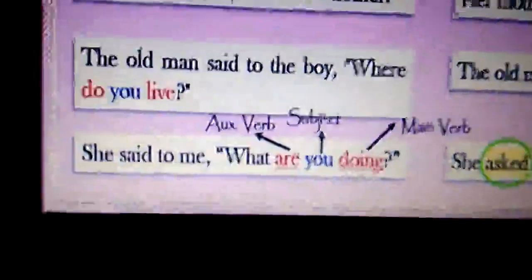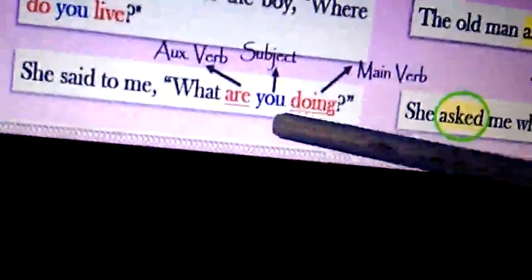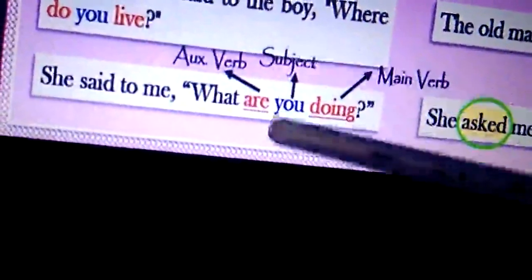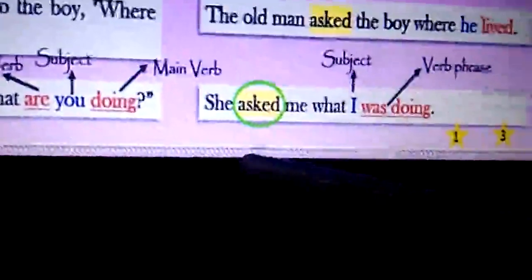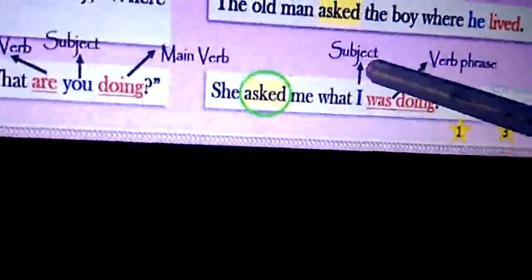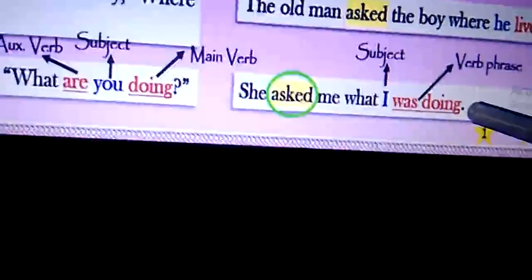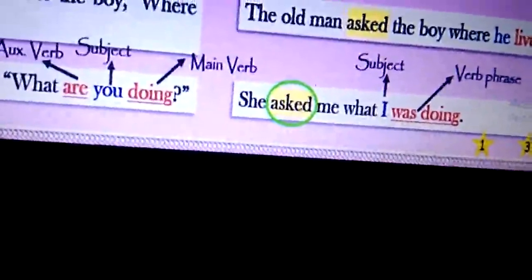See here, when framing questions, this is the word order. We use the auxiliary verb first, and then the subject, and then the main verb. But when you convert this into indirect speech, the word order is like this. That means the subject comes first and the verb comes next. So this word order also you have to focus on.